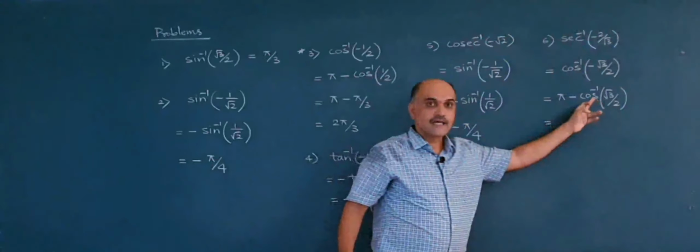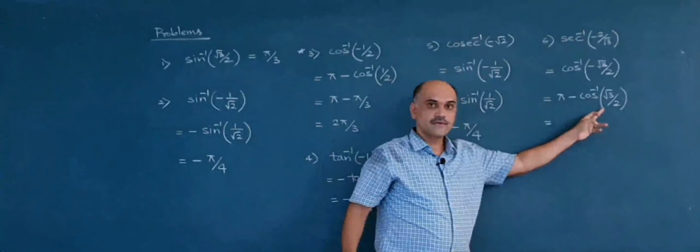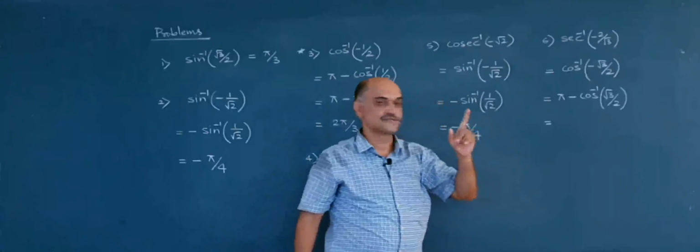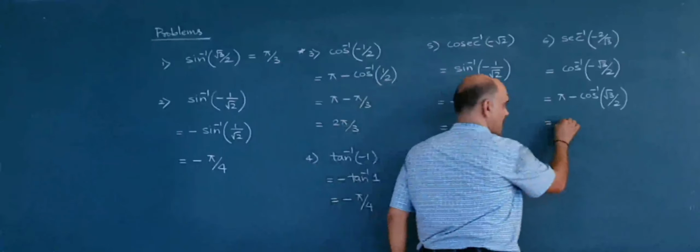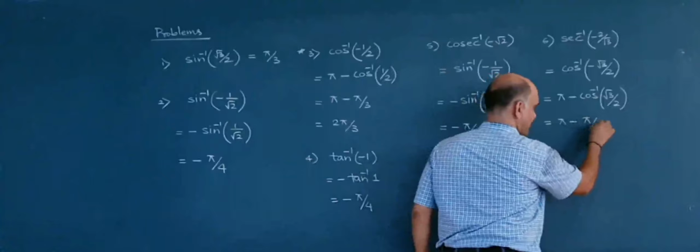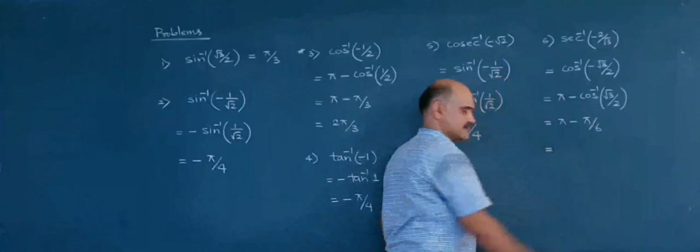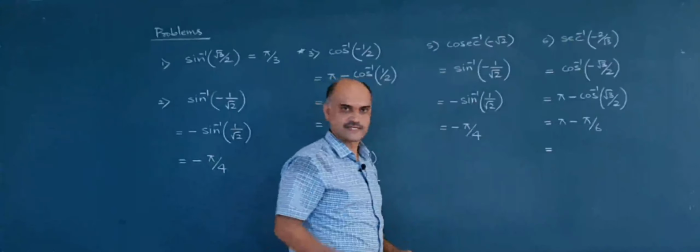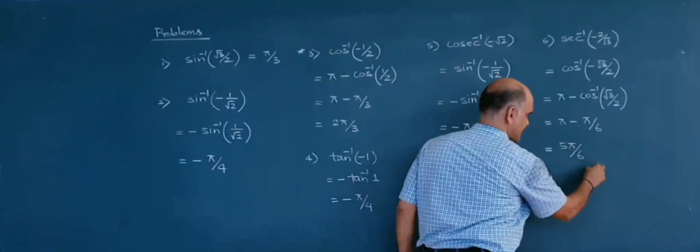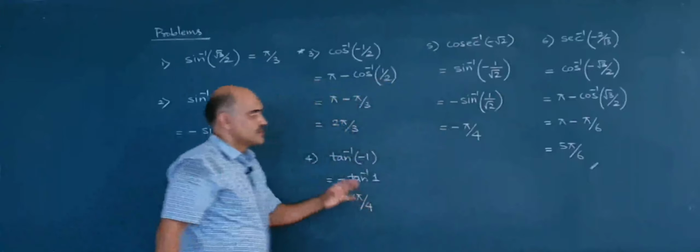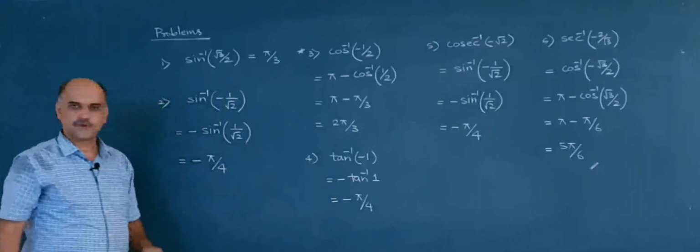Now for what angle is the cos value root 3 by 2? 30 degree. So 30 degree in radian is pi by 6. So pi minus pi by 6. Now you take the LCM, you will have the answer. So you will have 5 pi by 6. This is the answer. So these are some basic problems.